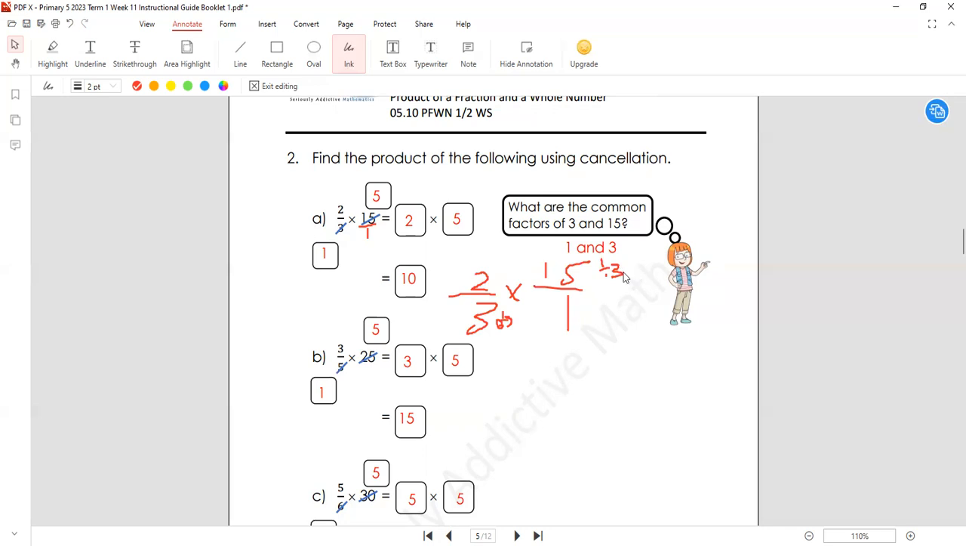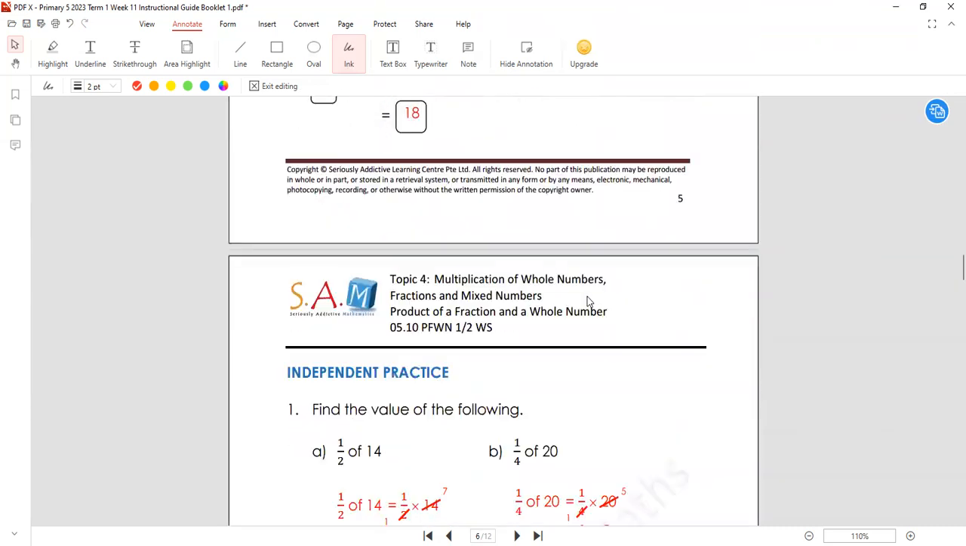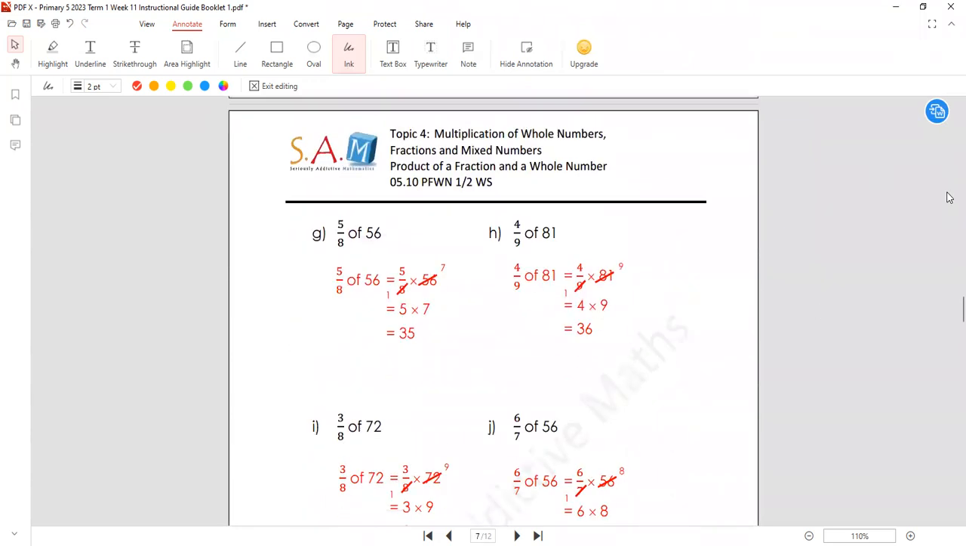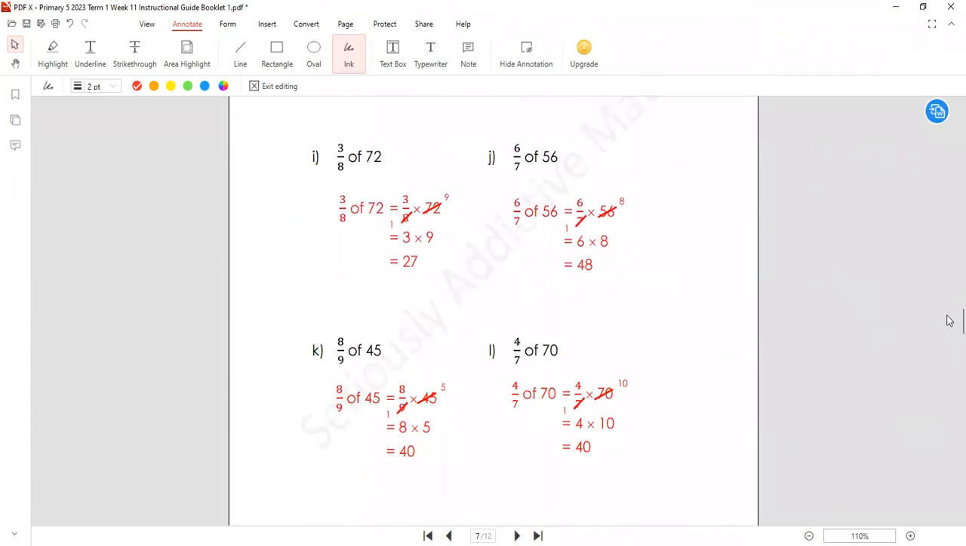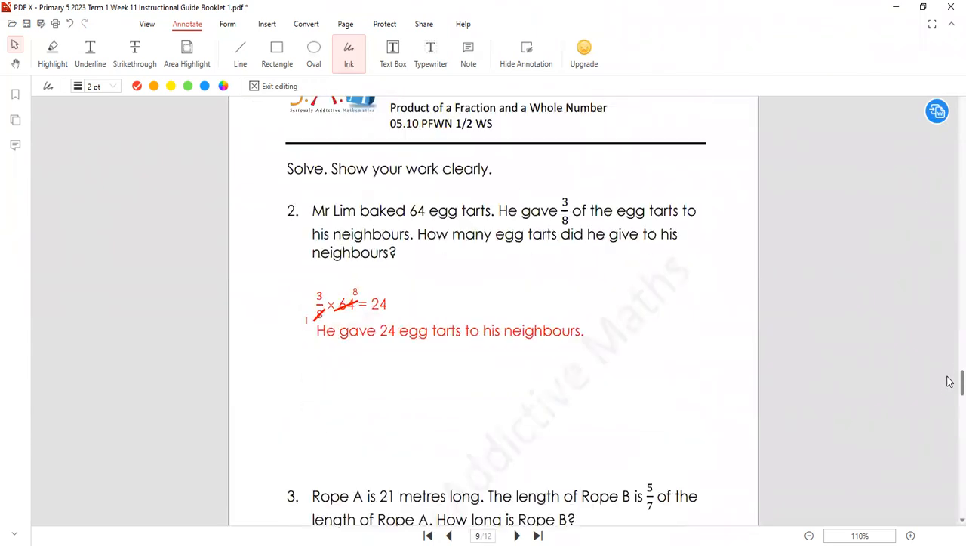So show it this way. In the actual steps, you don't have to do it like that. They just do the cancellation: 3 divided by 3 equals 1, 15 divided by 3 equals 5. So do it this way. If you're unsure, get them to do a few more questions. Then after that, I would skip most of these questions here, and just get them to do maybe 1 or 2 word problems.